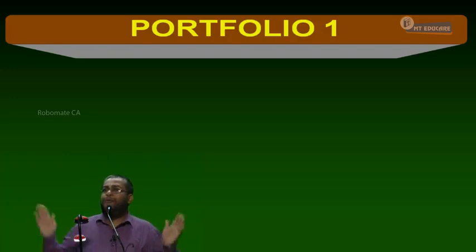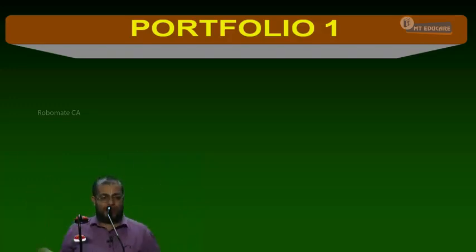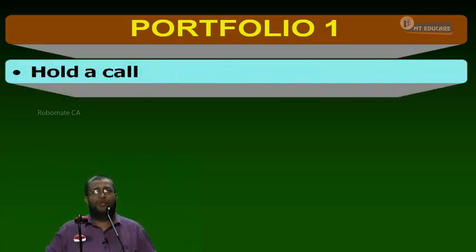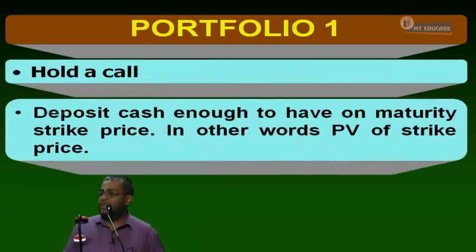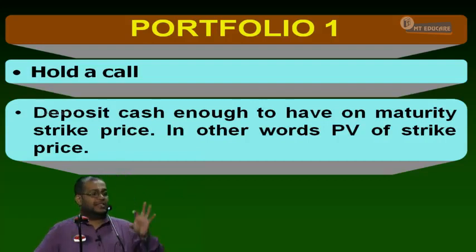No. So now tell me, portfolio 1, I am having two assets in my balance sheet. What are the two assets? A call option and then what? A cash. A cash deposited. How much cash deposited? Present value of strike price. Respond yes or no? So hold a call and then what? Deposit cash enough to have the strike price on maturity. Otherwise, the present value of strike price. Okay. Now this is the portfolio.